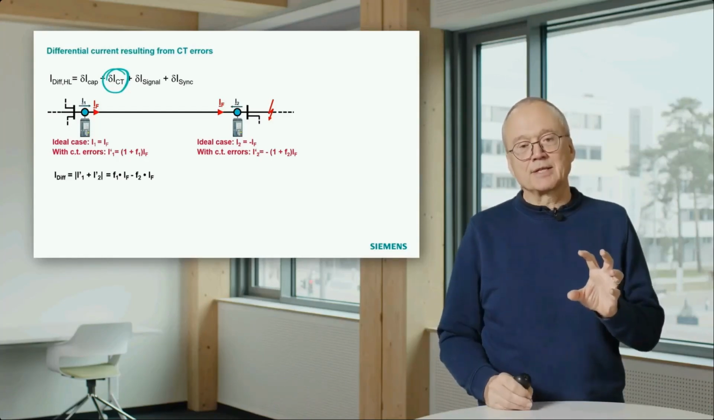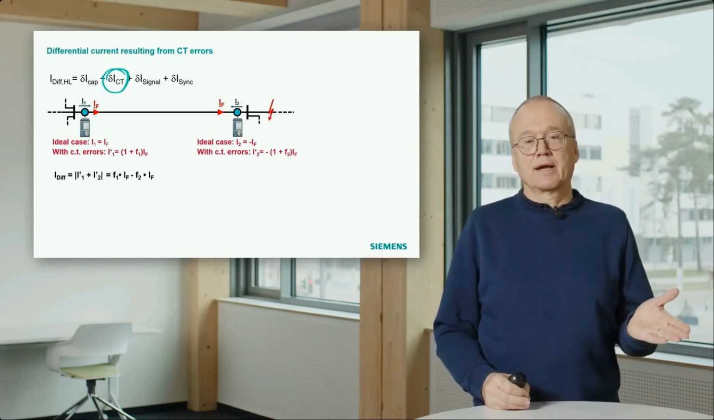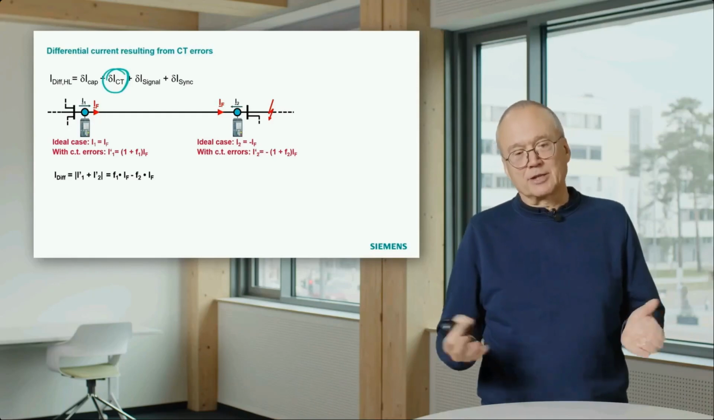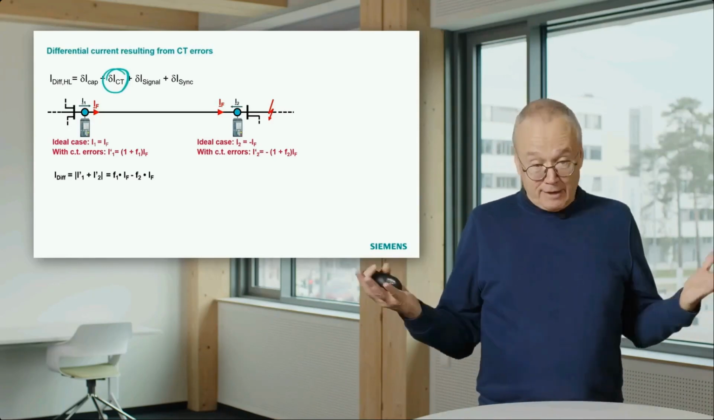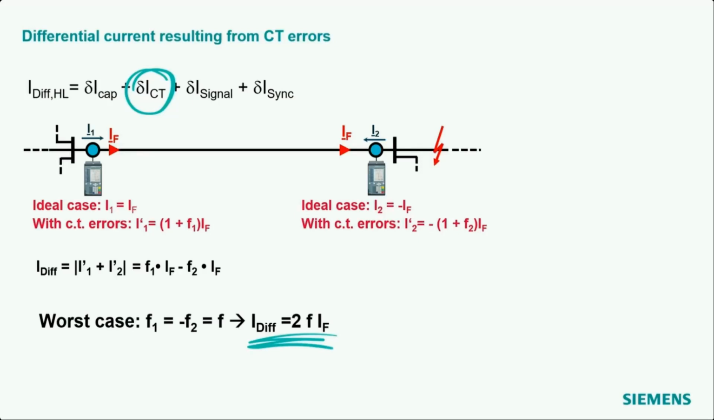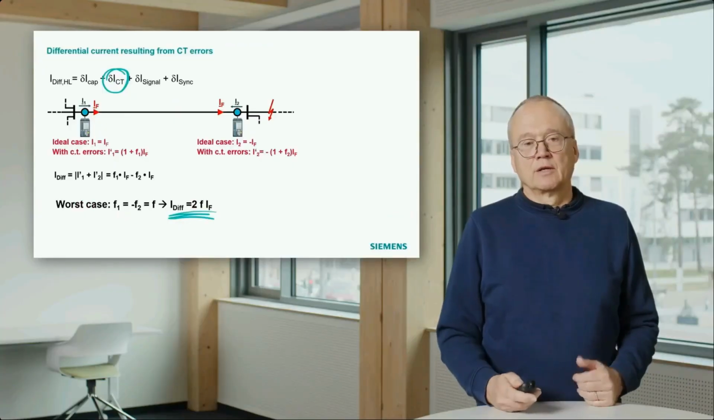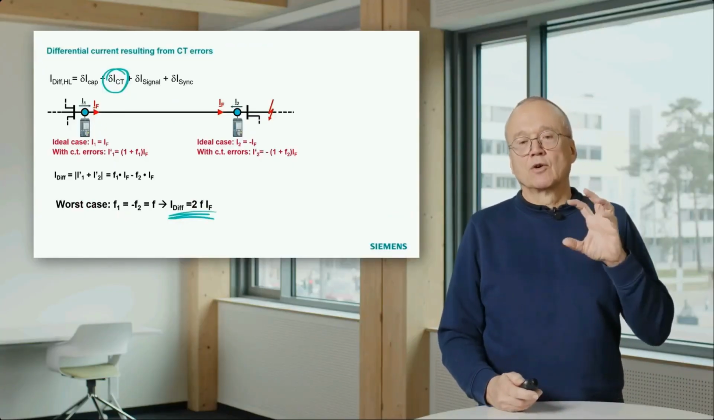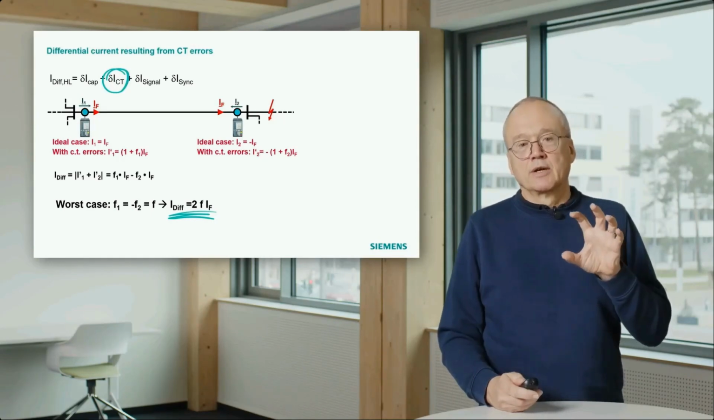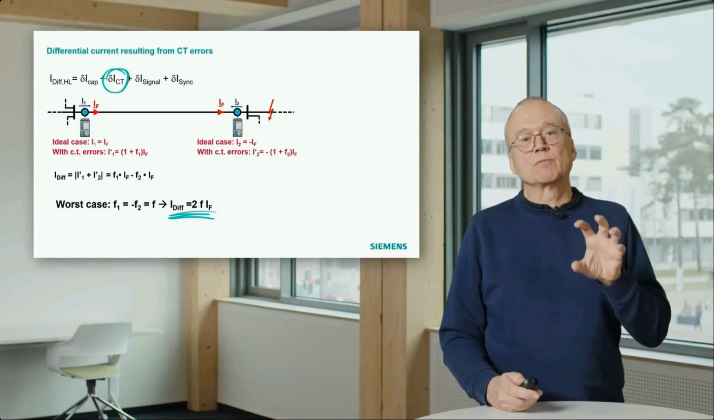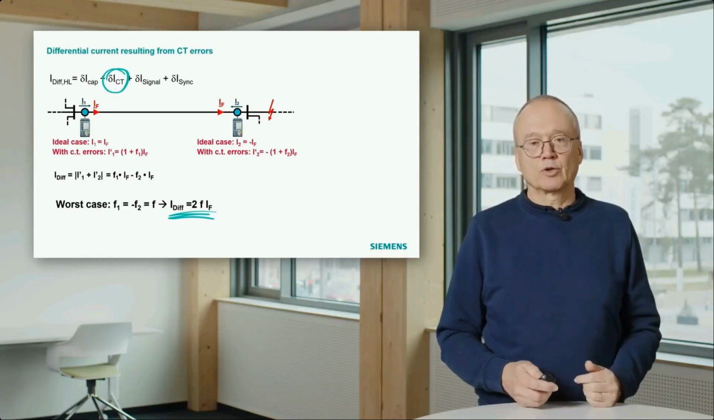The worst case is that F1 has a positive sign and F2 has a negative sign, and for instance they are equal. Worst case would be F1 equal to minus F2. We call it F. Then the differential current would be 2 times F multiplied with the fault current. That would be an estimation of the differential current measured by our protection system on a healthy line. We should not trip on that.